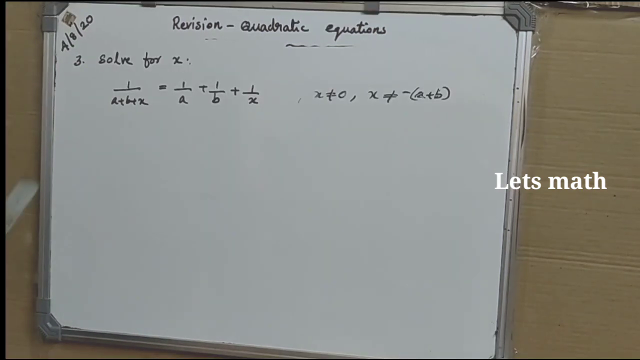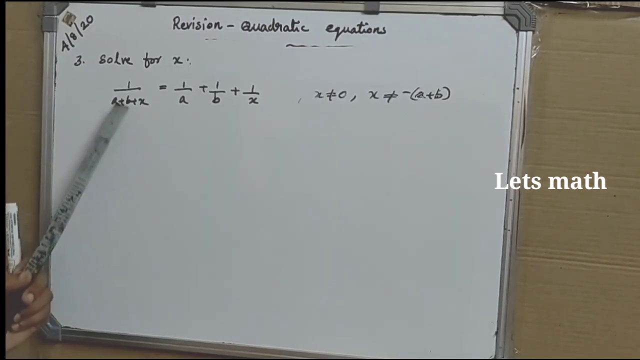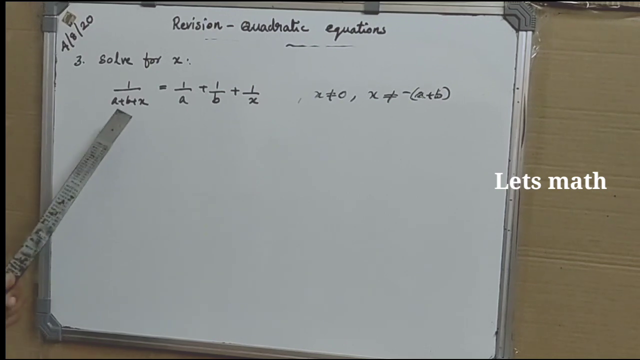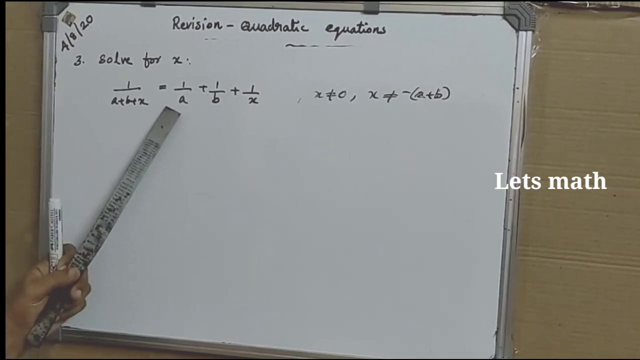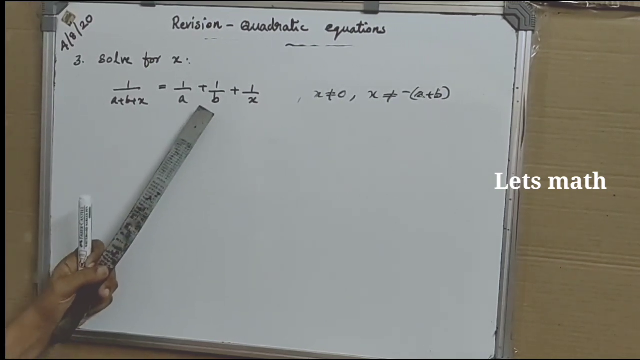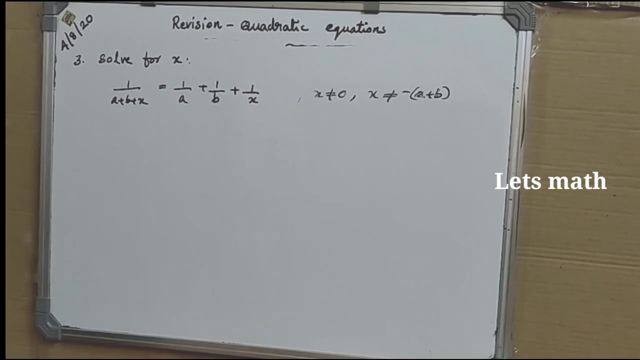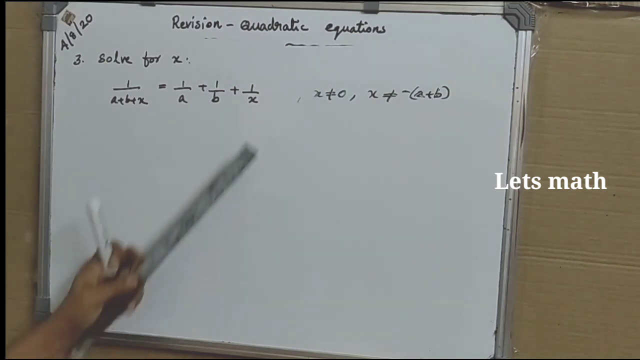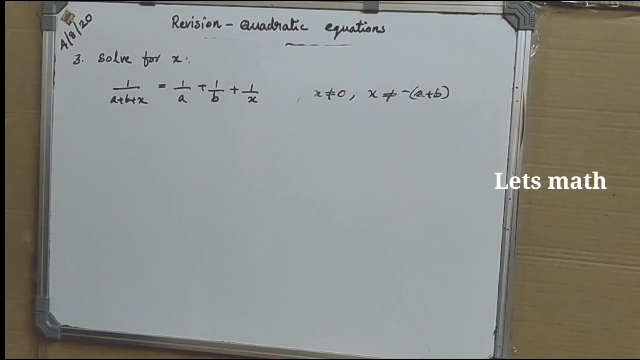Okay. Now let us solve this question. 1 by a plus b plus x equal to 1 by a plus 1 by b plus 1 by x, where x not equal to 0 and x cannot be negative of a plus b. So let us see how to solve this. In this case we bring this x term to left side, that will be easy to solve.